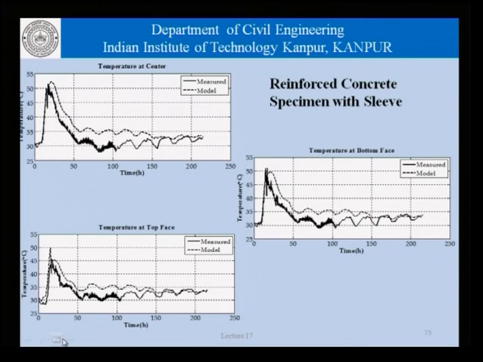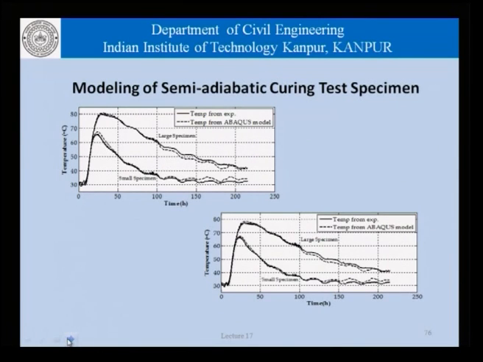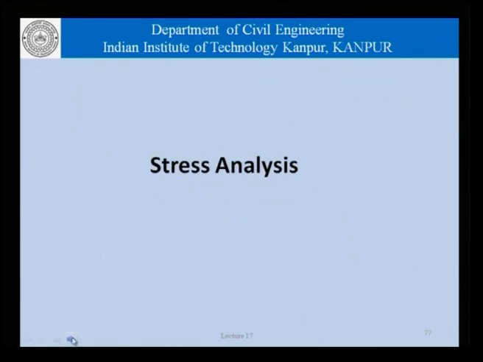of concrete. But as far as the semi adiabatic conditions are concerned using Abaqus, the results are pretty much in agreement for the small specimen as well as the large specimen. The smaller specimen was 250 mm and the largest specimen was 500 mm.